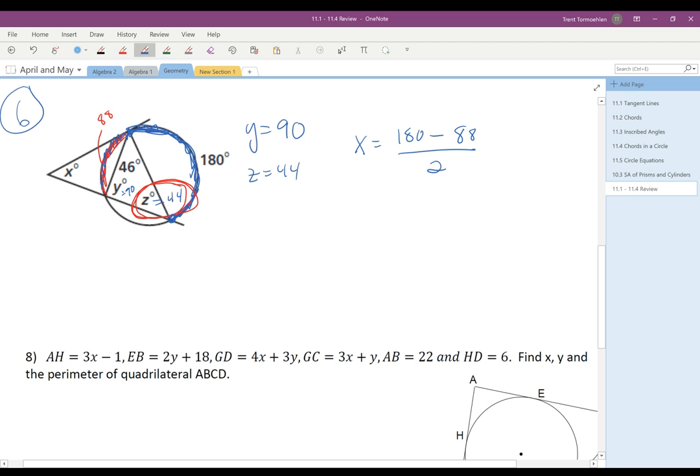180 minus 88 is 92. 92 divided by 2 is 46. And so it turns out that z is 44 degrees, y is 90 degrees, and x is 46 degrees.